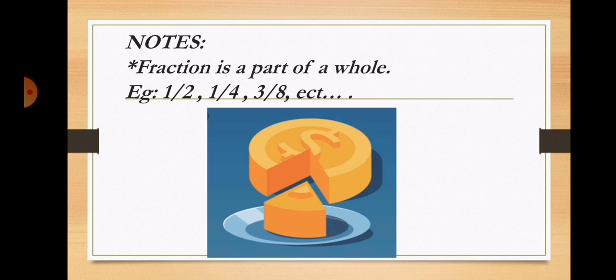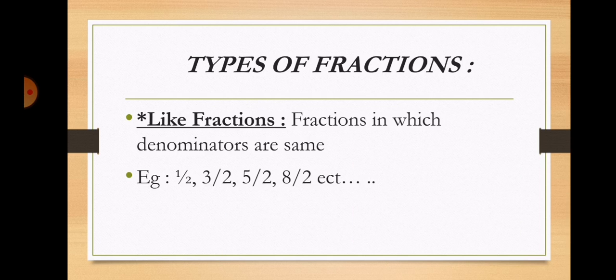So each part, the 4 parts, 1 by 4th, 1 by 4th, 1 by 4th, each person will get 1/4 of the whole cake. That 1/4 is called the fractional part. In 1/4, that upper number 1 is called a numerator, and down 4 is a denominator. Down number is called a denominator. So fraction is nothing but a part of a whole.